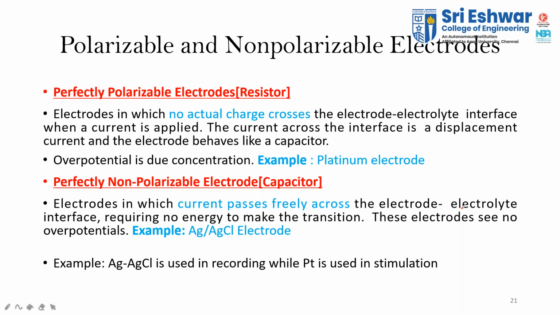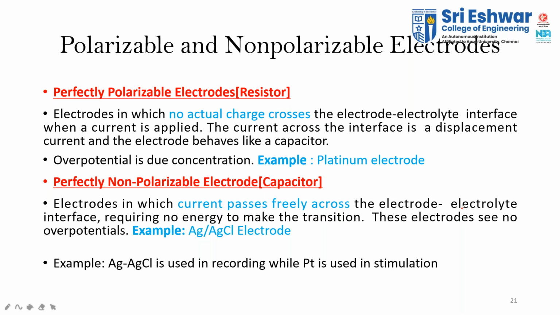Next, polarizable and non-polarizable electrodes. We have two classifications of electrodes: one is polarizable, another is non-polarizable. So what do you mean by polarizable? Polarizable electrodes have no actual charge crossing the electrode-electrolyte interface. When current is applied, we should not have any actual charge transfer between the electrode and electrolyte interface. That is said to be perfectly polarized.